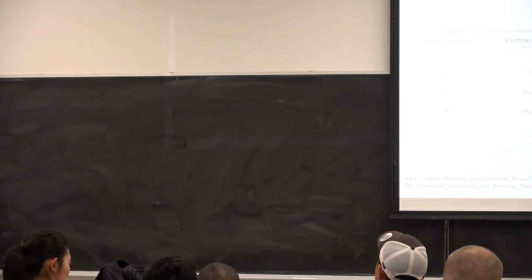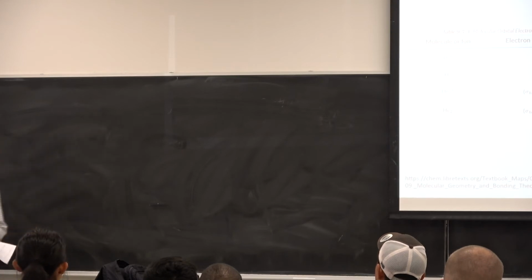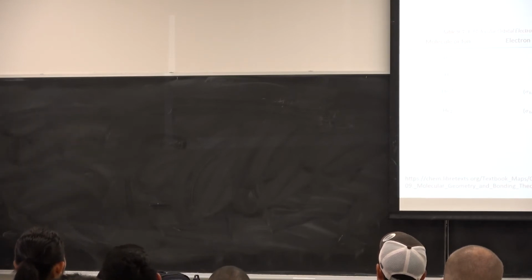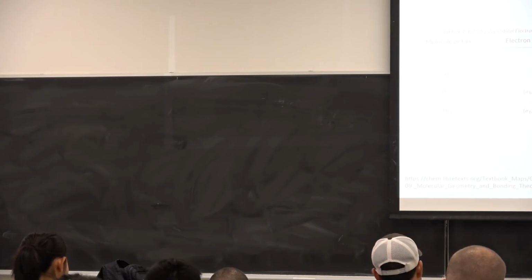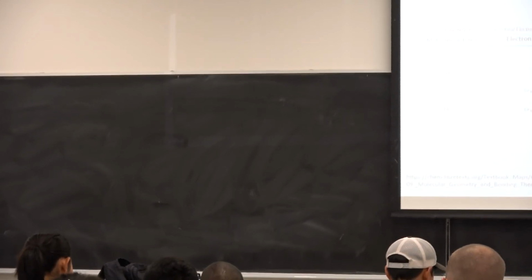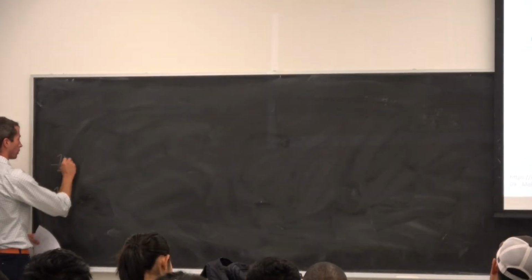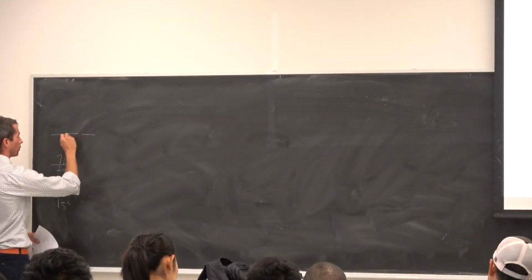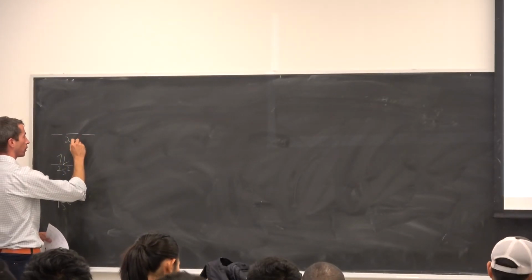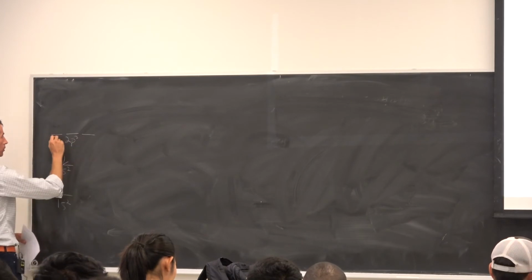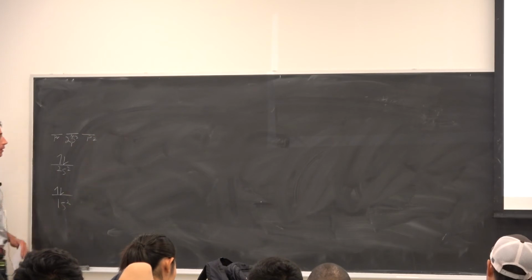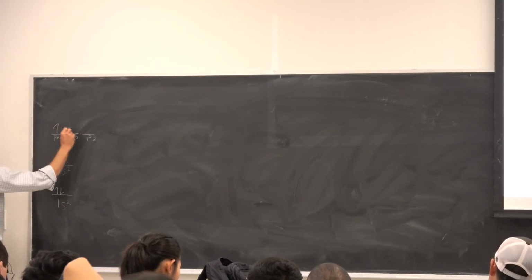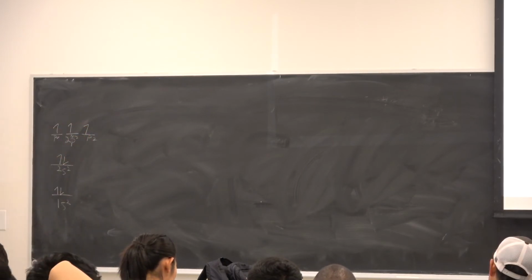Okay, so what does nitrogen have? It's 1s2, 2s2, 2p3, right? We'll do it the first time: 1s2, 2s2, 2p3, right? So this is px, py, pz. And they each have one electron.